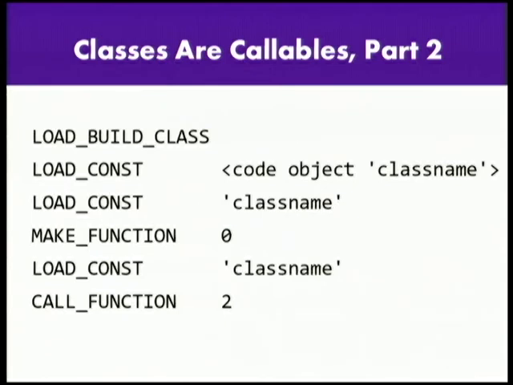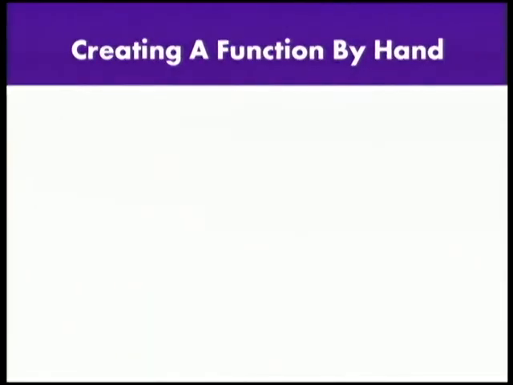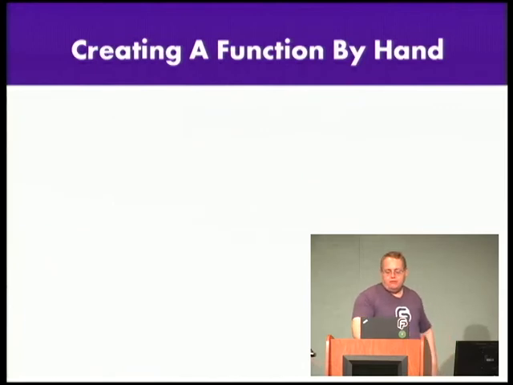There should be 2 things on the stack right now, and there are: load const, which is the name, and the result of make function, which is the callable, the function object that is the body of the class. Boy, that's complicated. So I wanted to show you how you could create a function by hand yourself. It's really easy. It only took me 4 lines, but they're 4 lines that you're not going to like.